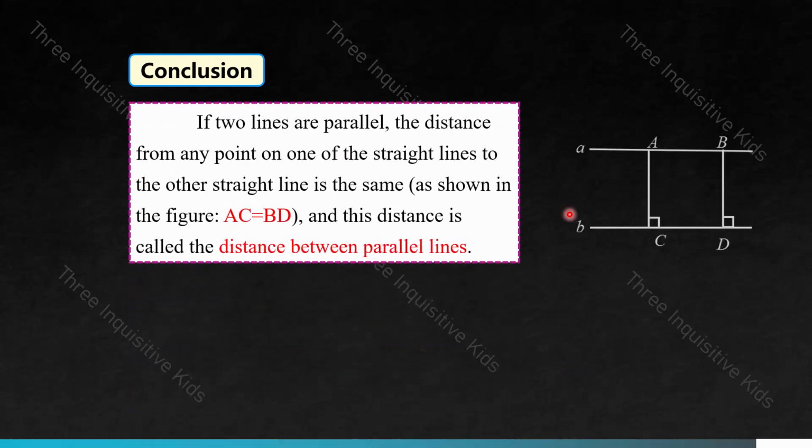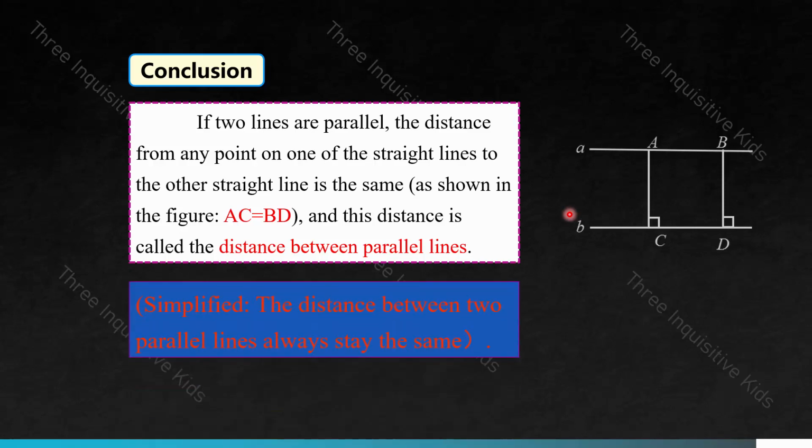Here's a conclusion. If two lines are parallel, the distance from any point on one of the straight lines to the other straight line is the same, as shown in the figure. AC is equal to BD, and this distance is called the distance between parallel lines. So in more simplified language, the distance between two parallel lines always stays the same. This is the key point here. The distance between two parallel lines always stays the same. I strongly suggest you write this down in your notebook.